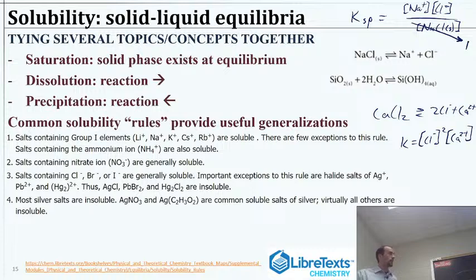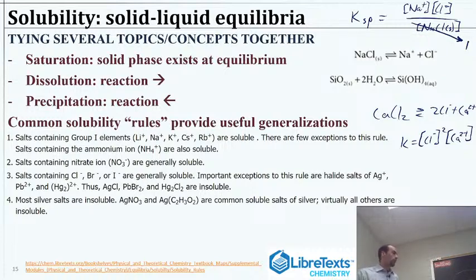Salts containing nitrate are often soluble. The nitrate is NO3 minus. Salts containing chloride, bromide, or iodide, so a lot of our halides, are generally soluble. Some important exceptions would be with silver, lead, and mercury. So silver chloride, lead bromide, and mercury chloride are insoluble. And in fact, last time we looked at silver bromide with the photography, right? It was also insoluble.